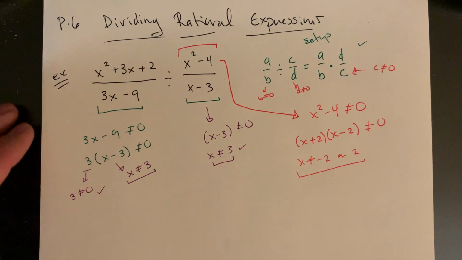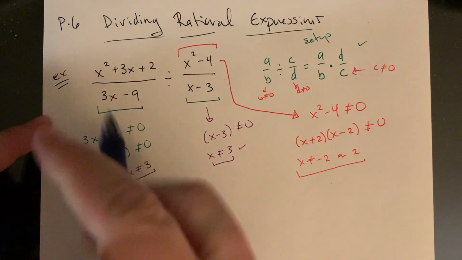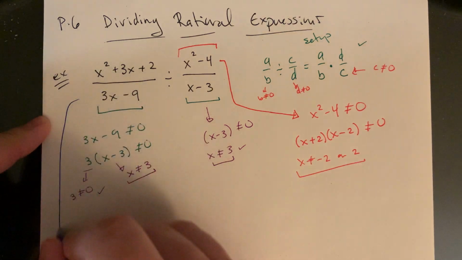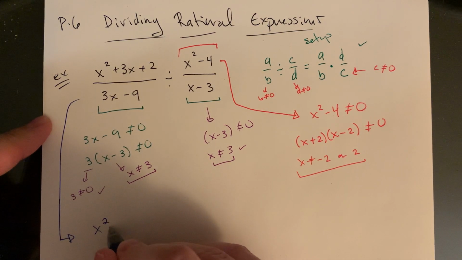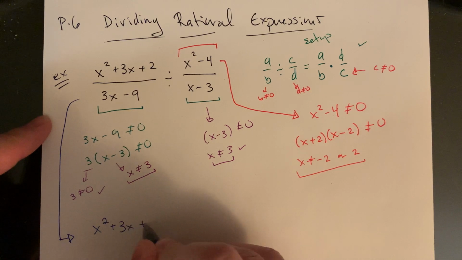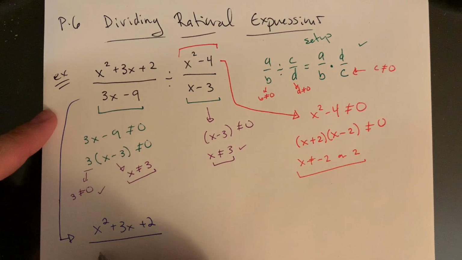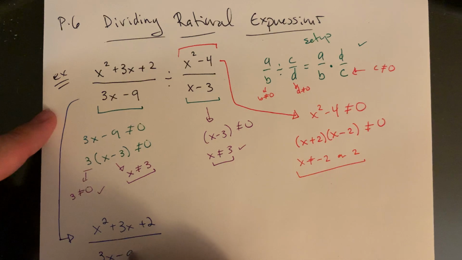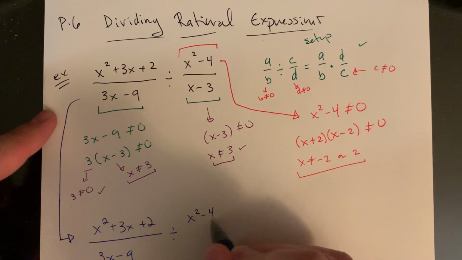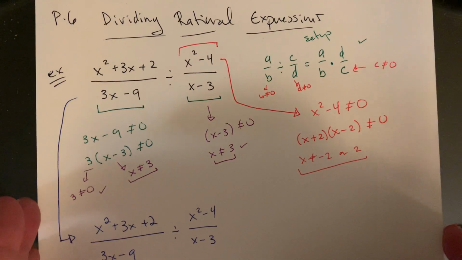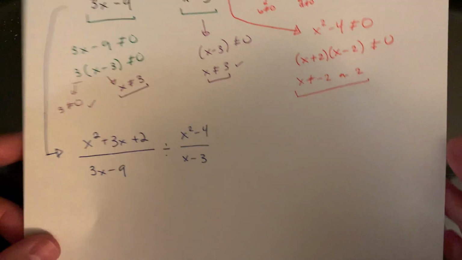That's all of our restrictions, so that's cool. What do we need to do to actually do the division here and solve this problem? Let's rewrite it for a second. X squared plus 3x plus 2 over 3x minus 9, and then it's divided by x squared minus 4 over x minus 3. Let me shift this up so you can actually see what we're working with.